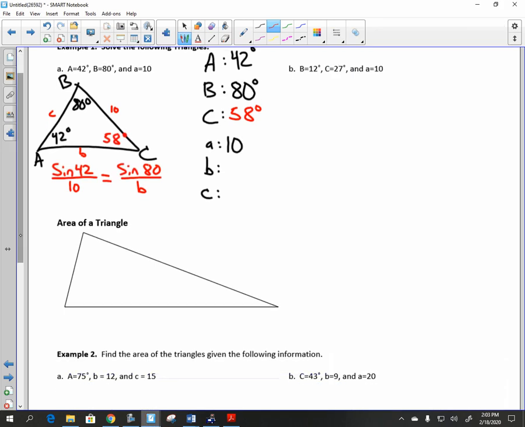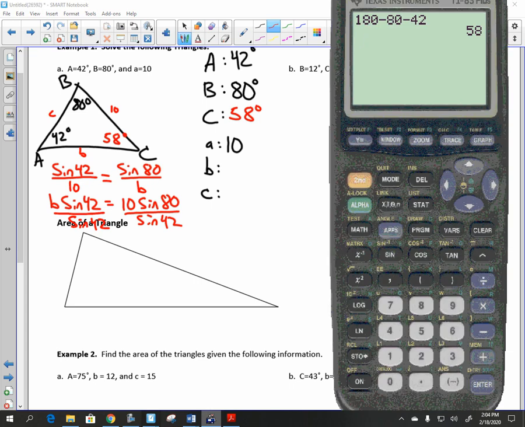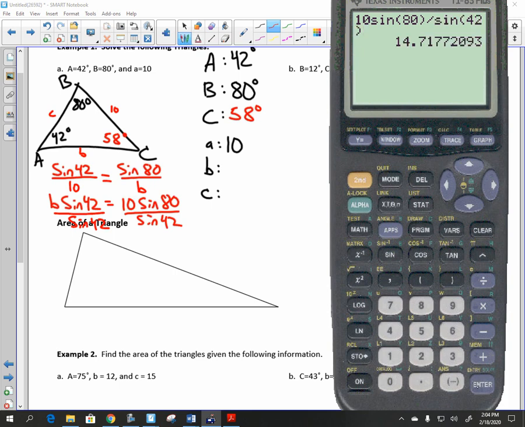How do you think we go about solving for that? We cross multiply. If you cross multiply, you get B sine of 42 is equal to 10 sine of 80. If I wanted to solve for B, what would I do to both sides now? Very good, divide by sine of 42. So I'm going to go to my calculator. I'm going to type this in real carefully: 10 sine of 80 divided by sine of 42. And I get 14.72.